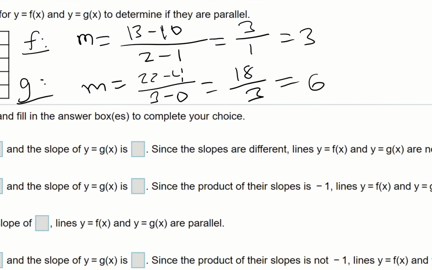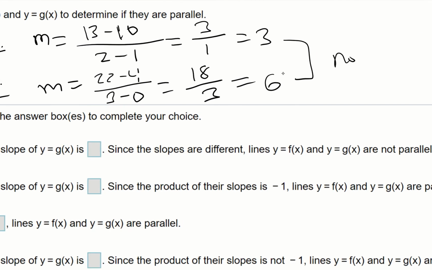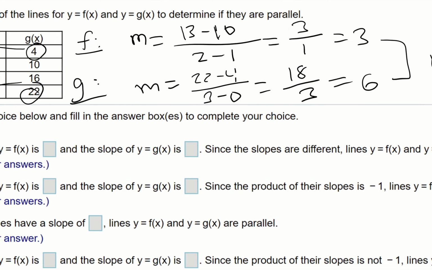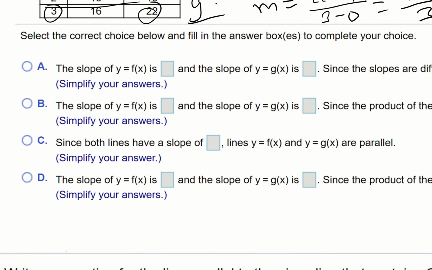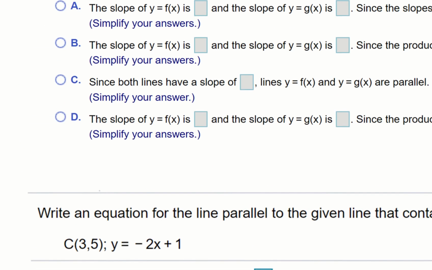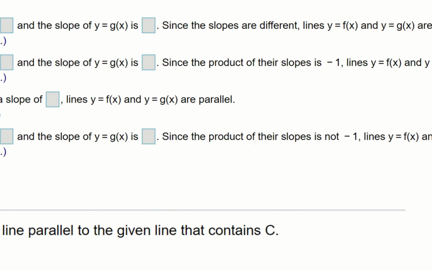And so we see that they're not parallel either, right? So if the slopes are the same, then we say that they're parallel. Otherwise, they're not. And that is it for this particular problem, guys. So we'll clearly say that they're not parallel because the slopes are different.